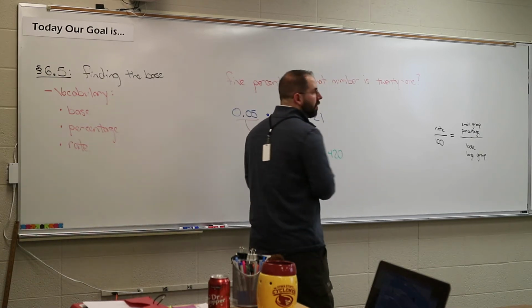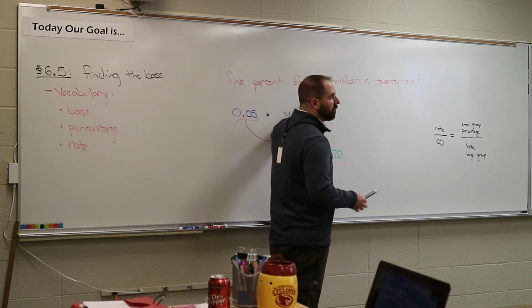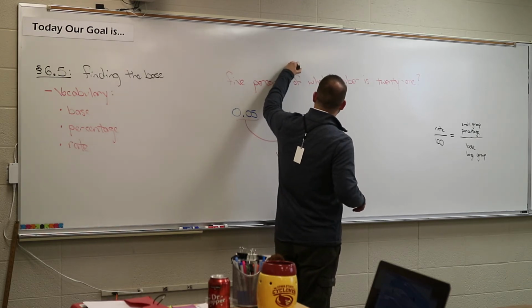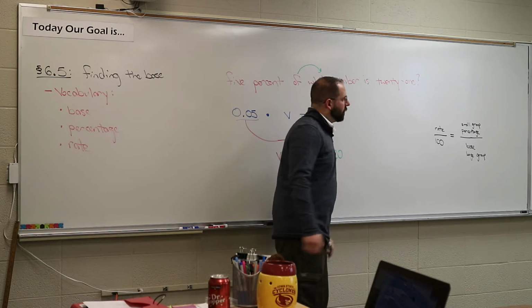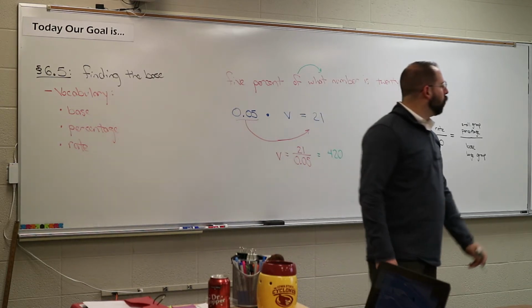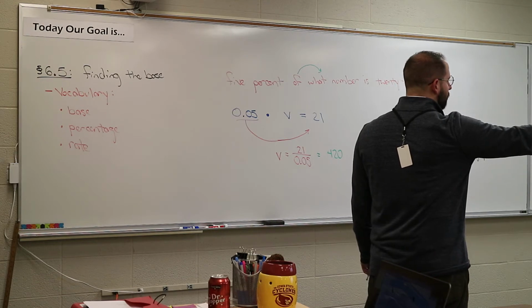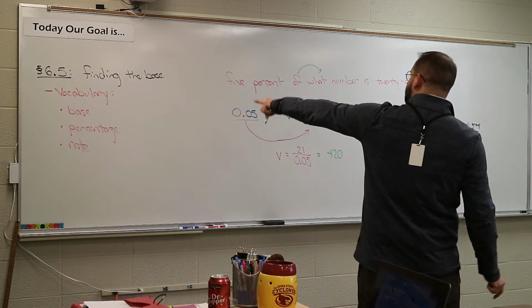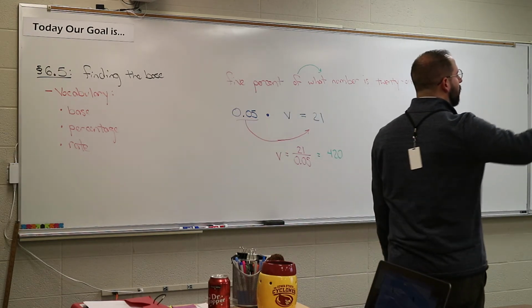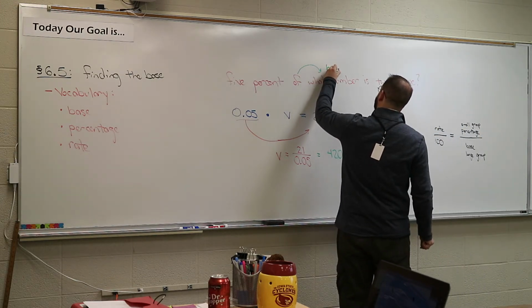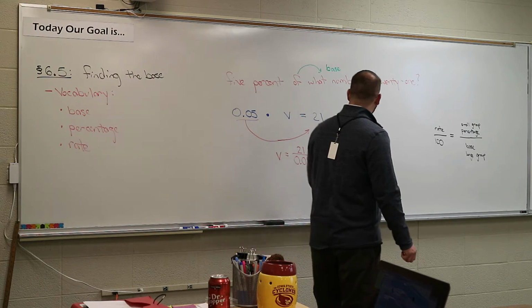The reason why: this number comes after the word "of." Okay, so we're back up front. I'll start with Sam. What word comes after the word "of"? So we have 3 options: base, percentage, or rate. Base. So this is our base. So we're missing the base in this case. That's what we're finding.